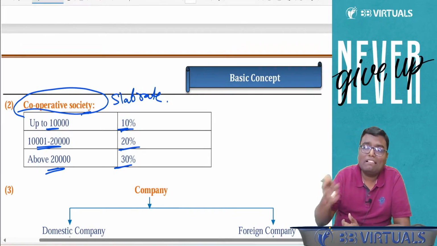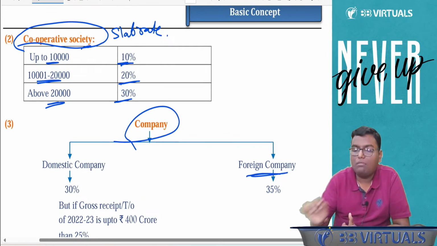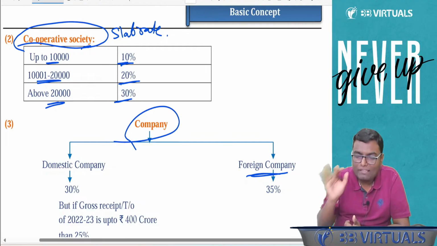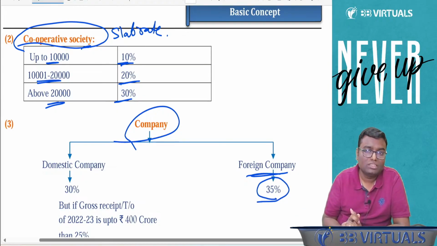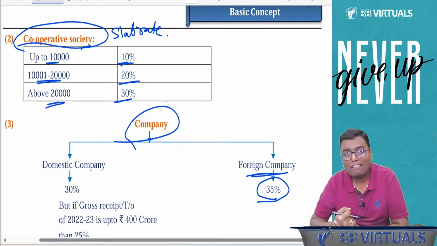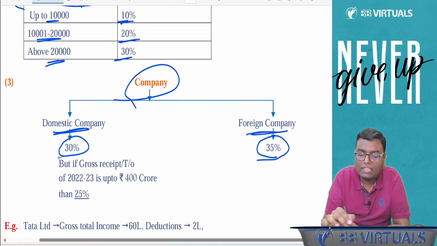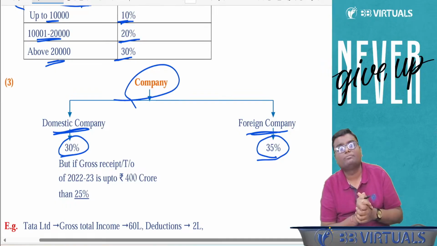Now, what is the very next status over here? Company. What is the tax rate applicable in our country for a company? If you are a foreign company, meaning the company which is not registered in India, not having a registered office in India, for that company, flat 35% is the tax rate. So it is somewhat more tax that we are collecting, but that is okay. To a foreign company, flat 35% plus 4% cess. And for a domestic company, the tax rate is 30%. So foreign company 35%, domestic company 30%.